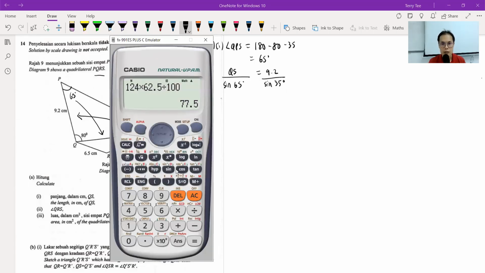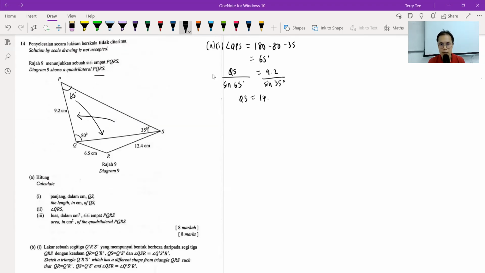Okay, calculator. Let me write here 9.2 over sine 35. Then you multiply by sine 65. So this answer gives us 14.54. Give your answer correct to 4 significant figures, 14.54. Now next, we're supposed to find area of quadrilateral PQRS. Before you find area of quadrilateral PQRS, we need to find area of both triangles and then add them up.